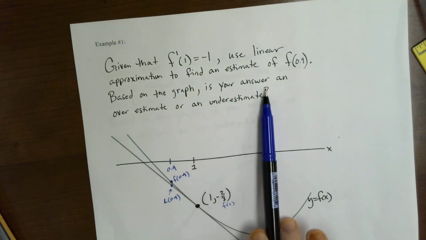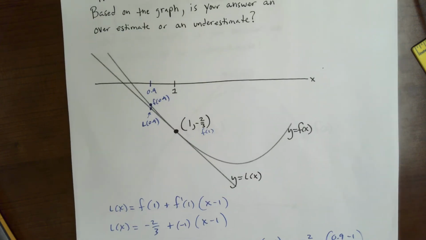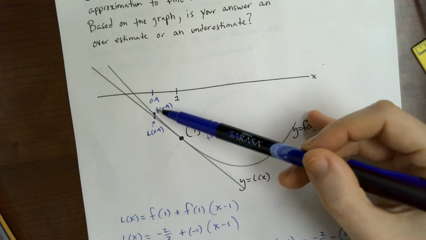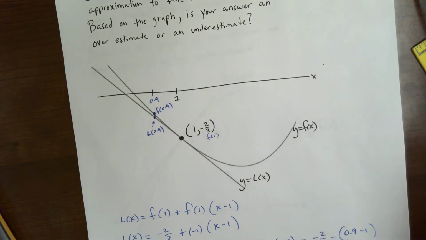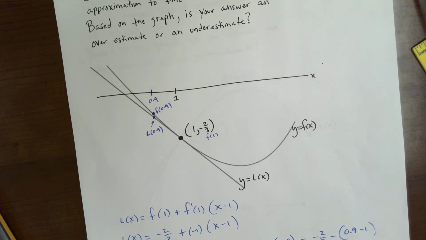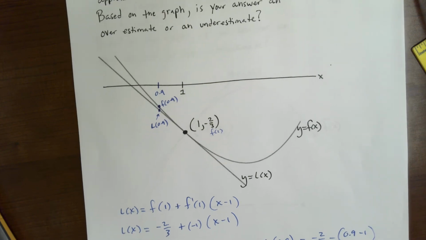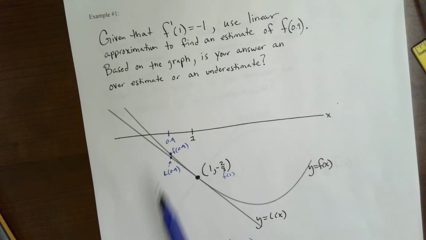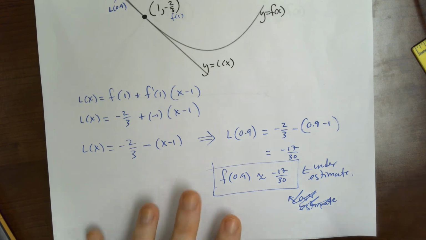Now, based on the graph, is this answer an overestimate or an underestimate? Well, guys, just look. f of 0.9 is actually above L of 0.9. So this is an overestimate. No, it's an underestimate. That's an underestimate, because L of 0.9 is below the actual function value.